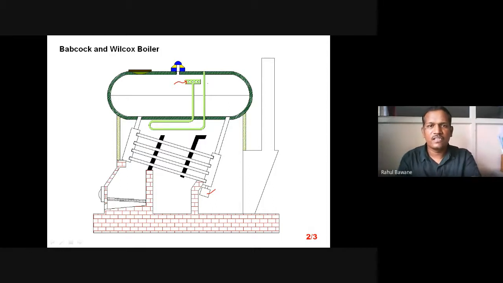So we are not directly using the generated steam. We first pass the generated steam through the superheater. Then the superheated steam is actually used for the application purpose. So remember, there is always confusion: what are the boiler mountings and what are the boiler accessories? Accessories are those devices and equipment used in a boiler to increase or enhance its efficiency. And boiler mountings are those devices or equipment which are used for control purposes or safety purposes of the boiler.